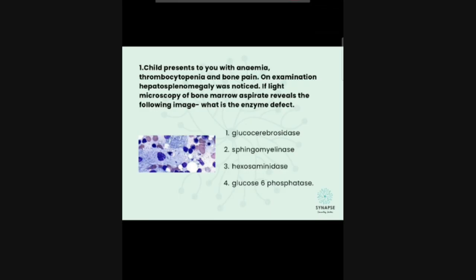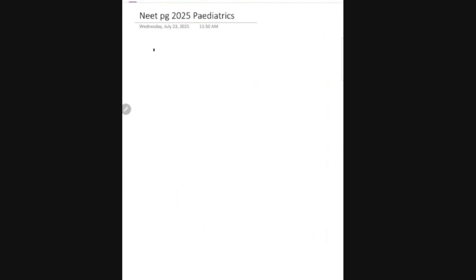So what have they asked? They haven't asked for the name Gaucher's disease, they've asked what the enzyme defect is. The enzyme defect in Gaucher's, as we all know, is glucocerebrosidase. So just a few points about Gaucher's, the high yielding facts that can be asked repeatedly. Gaucher's is a lysosomal storage disease.